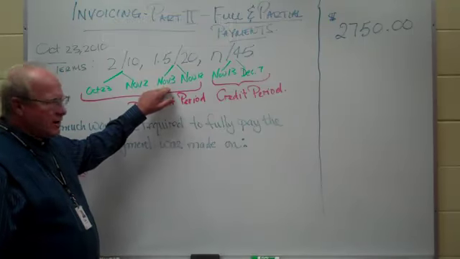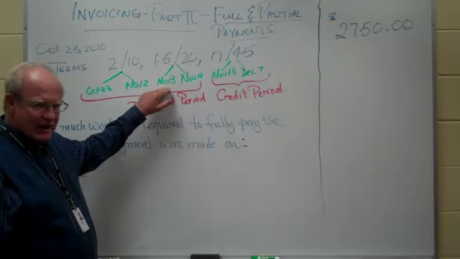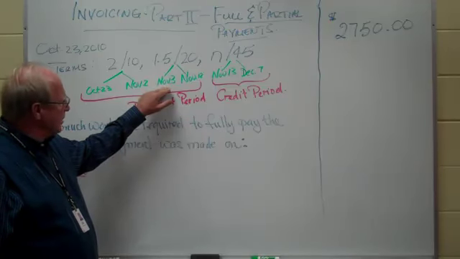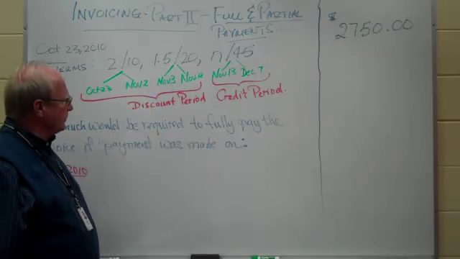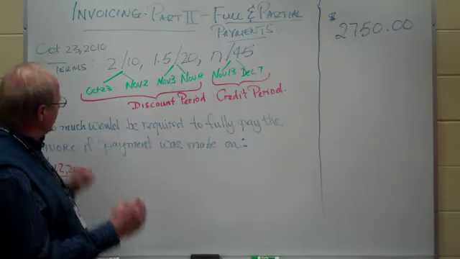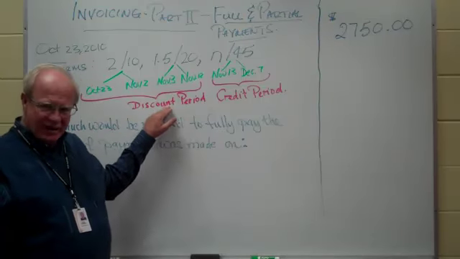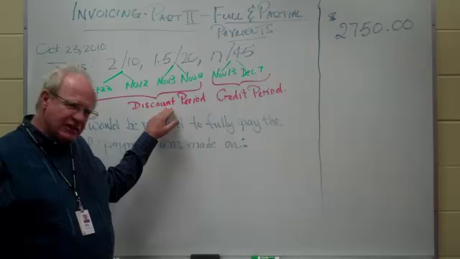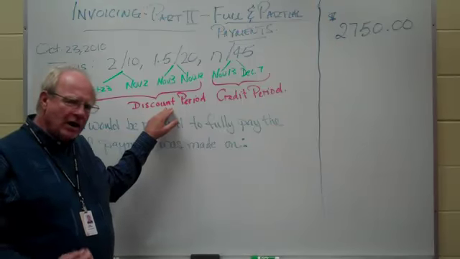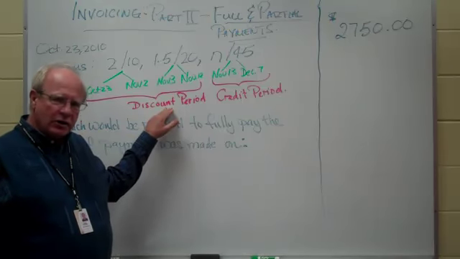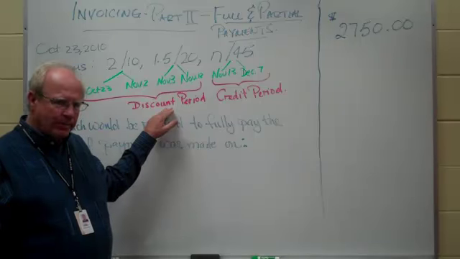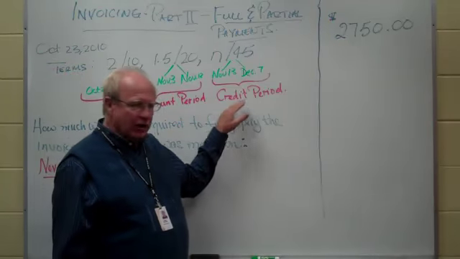Then we get a 1.5% discount for the next 10 days, bringing us up to day 20. So this will take us from November the 3rd to November the 12th. And that entire period, all the way from October the 23rd to November the 12th, is called the discount period because we're receiving some sort of discount there. Why are we receiving the discount? To encourage early payment.